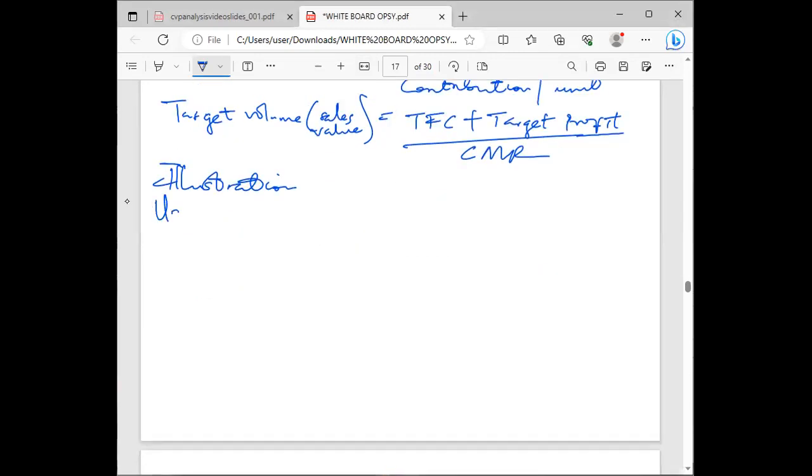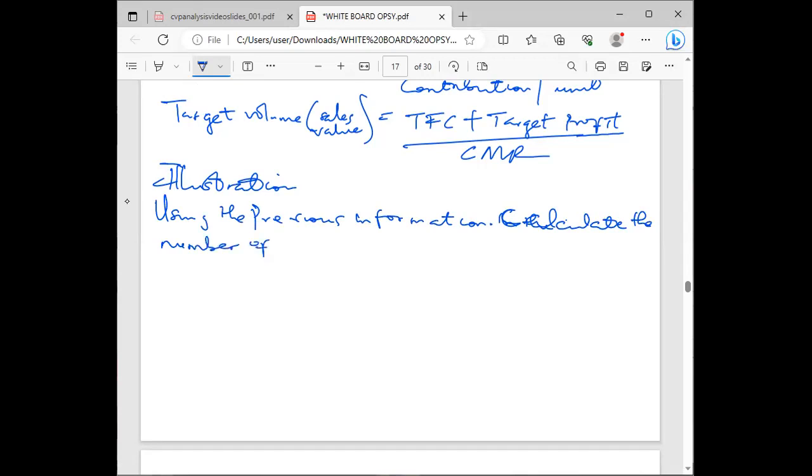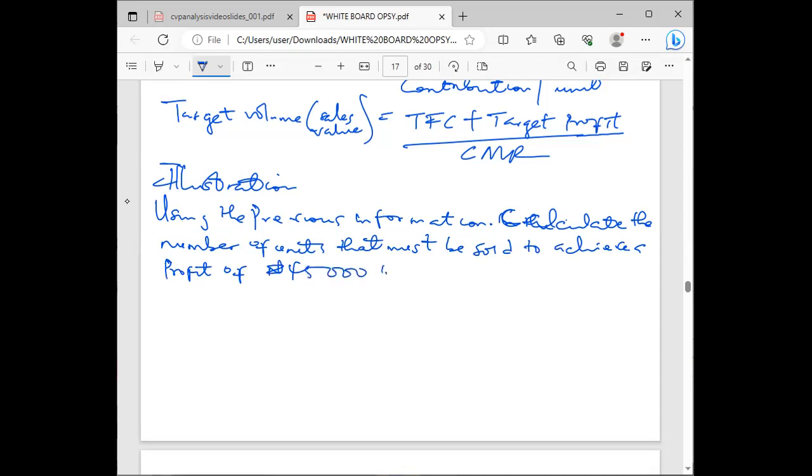Illustration. Let's say using the previous information, based on the previous illustration, calculate the number of units that must be sold to achieve a profit of 45,000 in a month.